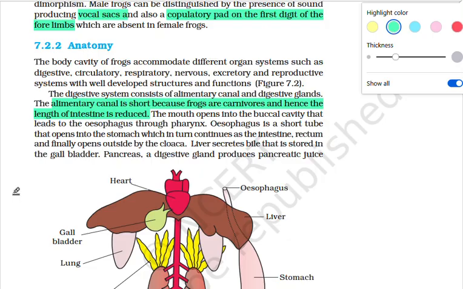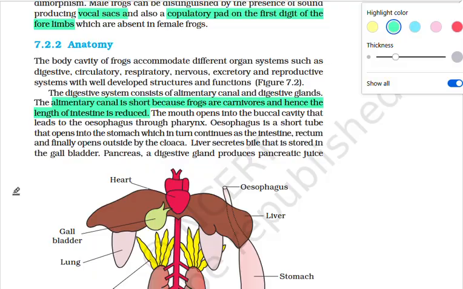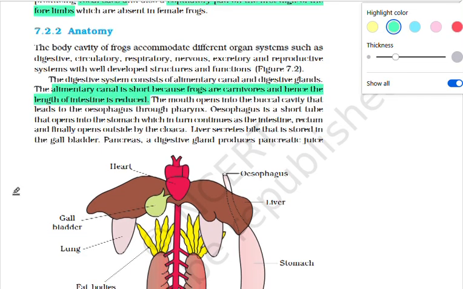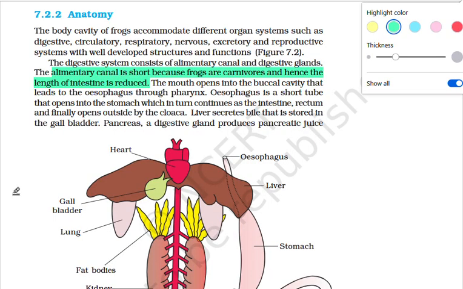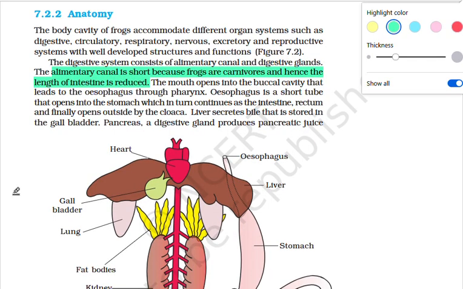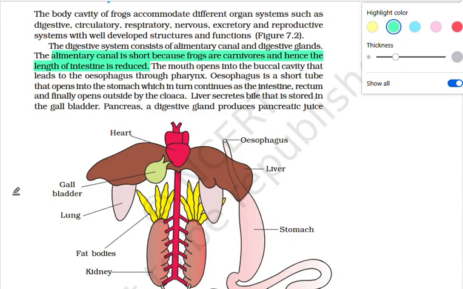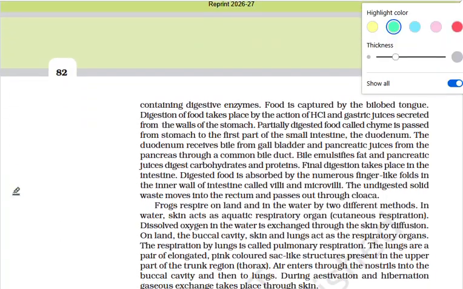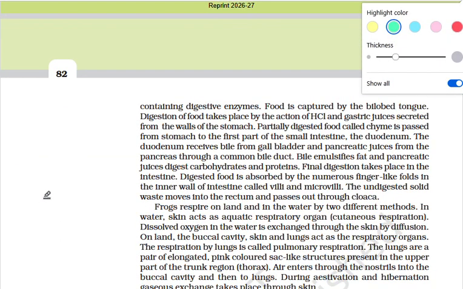The mouth opens into the buccal cavity that leads to the esophagus through the pharynx. Esophagus is a short tube that opens into the stomach, which in turn continues as the intestine, rectum, and finally opens outside by the cloaca. The liver secretes bile that is stored in the gallbladder. The pancreas, a digestive gland, produces pancreatic juice containing digestive enzymes.